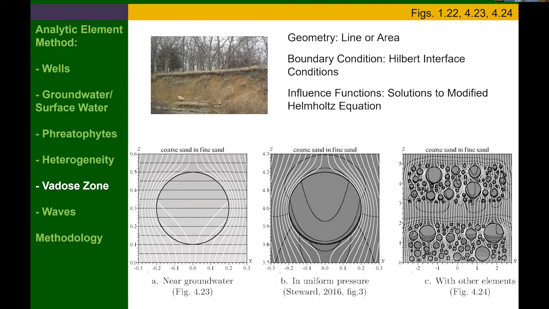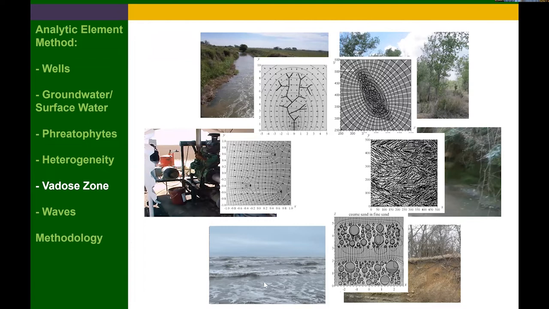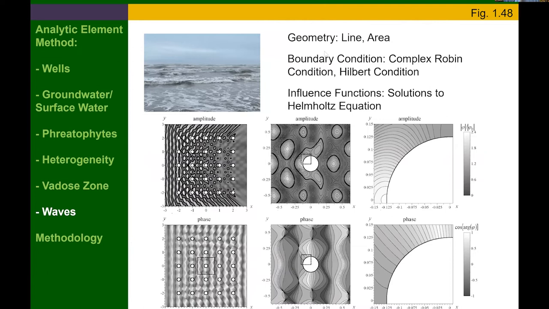The last example that I'll show you comes from coastal engineering, and we have different types of geometries we can look at there. These are a little bit more complicated because the boundary conditions are actually complex. There's a real and an imaginary part. We have Hilbert conditions that incorporate those. There are also solutions to the Helmholtz equation, so the mathematics, again, is a little bit different mathematical equation.